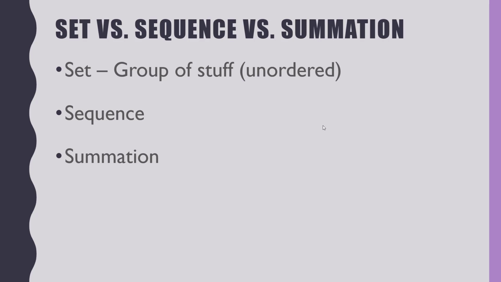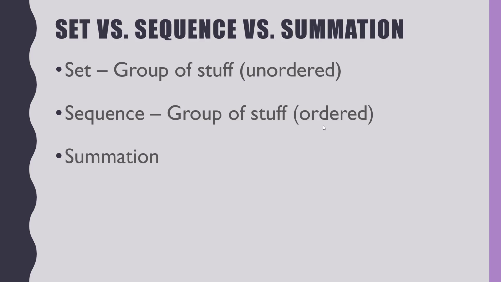A sequence is the same exact thing, except it's in order. That's the only difference. It's a group of stuff that's in order. So the set 1, 2, 3 could be represented as 3, 2, 1, or 2, 1, 3, or 3, 1, 2, and that's still the same set. But the sequence 1, 2, 3 can only be represented as 1, 2, 3.